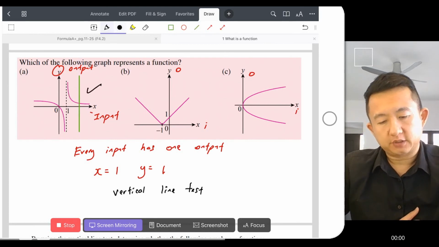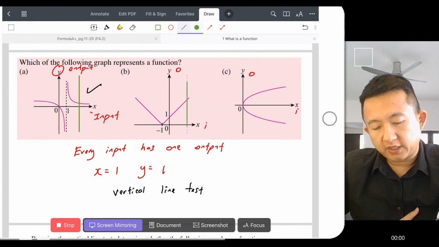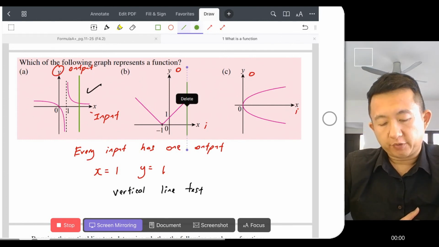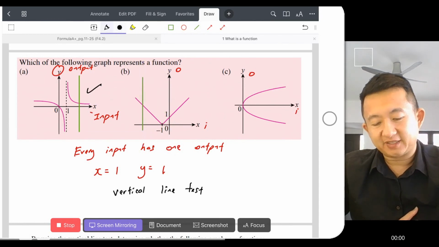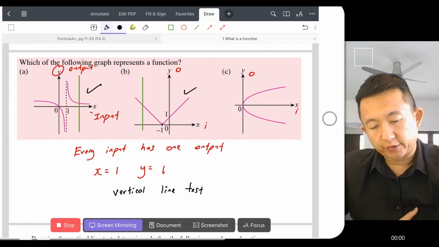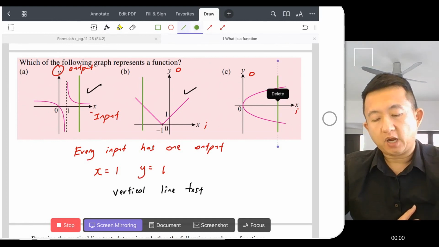This is a function. Now we check and see. We're putting a vertical line here. And we check. So 1 point of intersection, still 1, 1, 1. Right, and this is a function. And we go on.